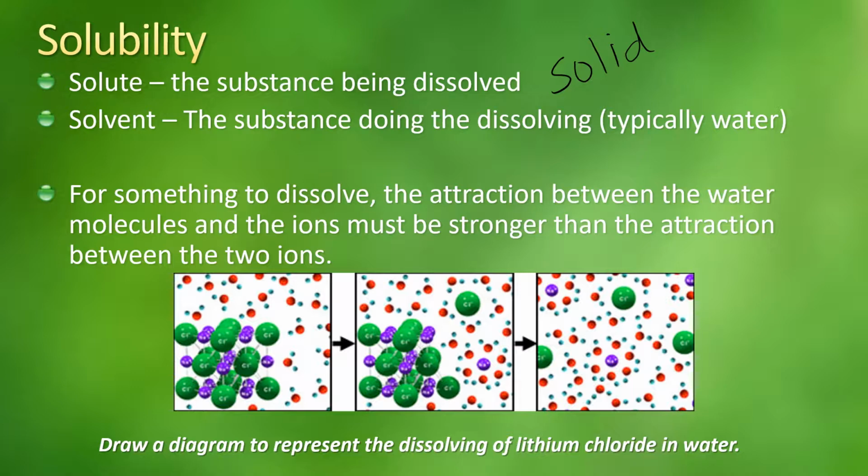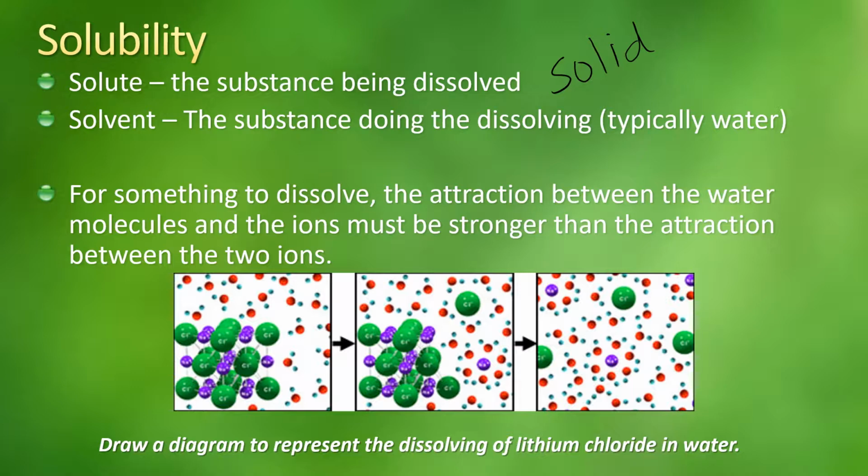In order for something to dissolve, the attraction that exists between the water molecules and the ions within the solute must be stronger than the initial attraction between the two ions. In the picture you see here, we are dissolving sodium chloride into water.